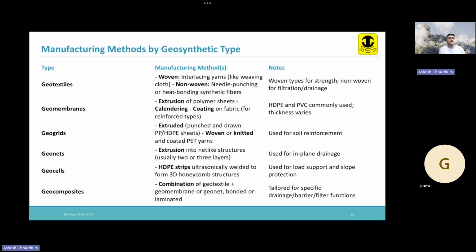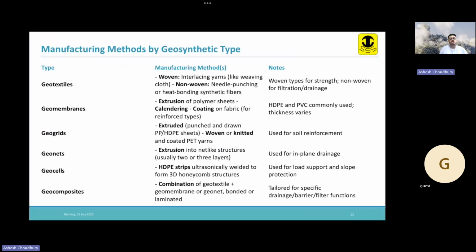Next, we have geonets. Geonets are formed from extrusion into a net-like structure with three layers. A geogrid is in one layer, but geonets have more than one layer. You have the web, the net that is formed, and it is useful for in-plane drainage. It helps water pass through the layer of the geonet. Then we have geocells. Geocells are HDPE strips ultrasonically welded to form 3D honeycomb-like structures. They are used for load support and slope protection.